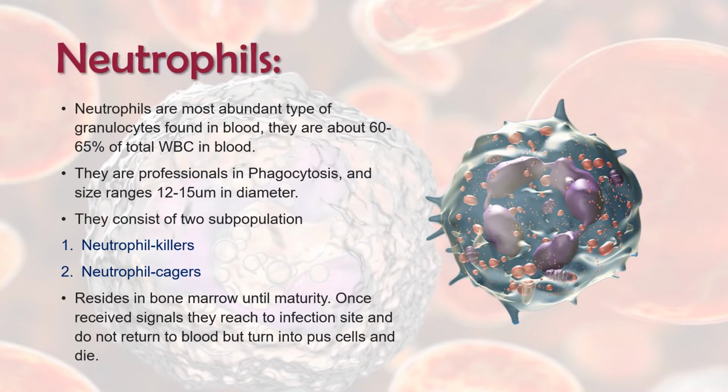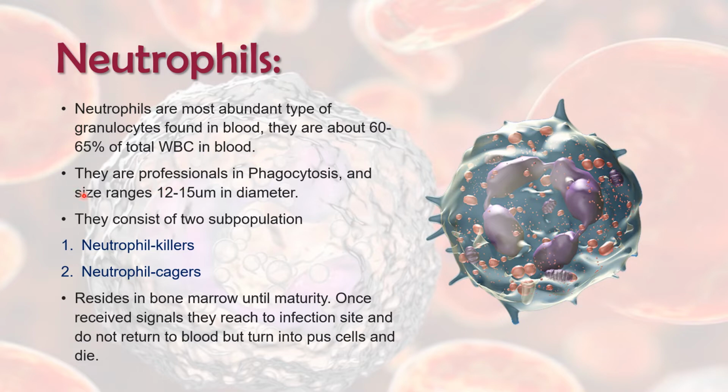Neutrophils. Among the granulocytes, neutrophils are the most abundant type. About 60 to 65% of the total leukocytes circulating in blood are neutrophils. So they are about 60 to 65% of the total leukocytes present in the bloodstream.